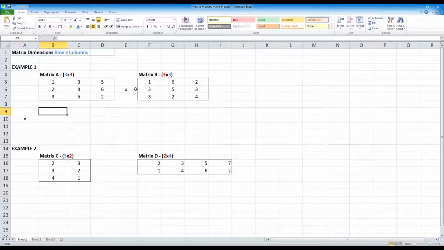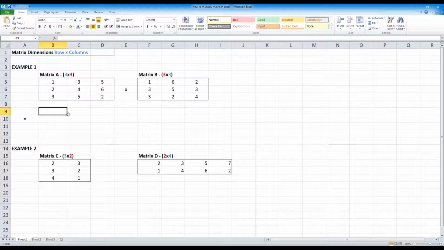So to see if it's possible, the two red numbers over here must be the same, otherwise you cannot multiply them together. And the blue dimensions tell us the final dimensions of the resultant matrix. So in this case, the resultant will be a 3x3.